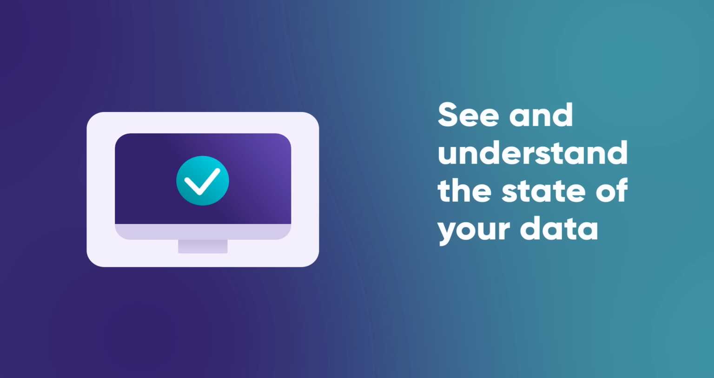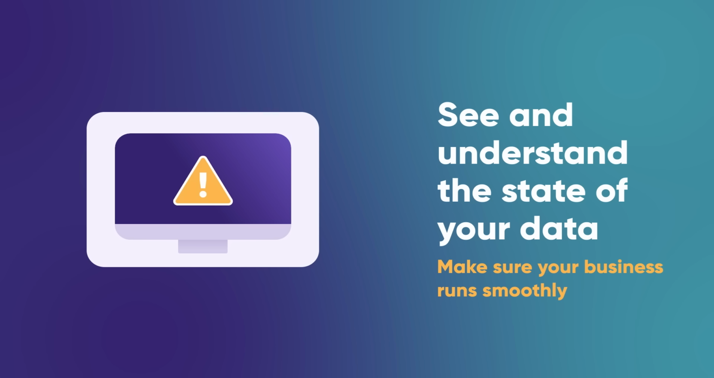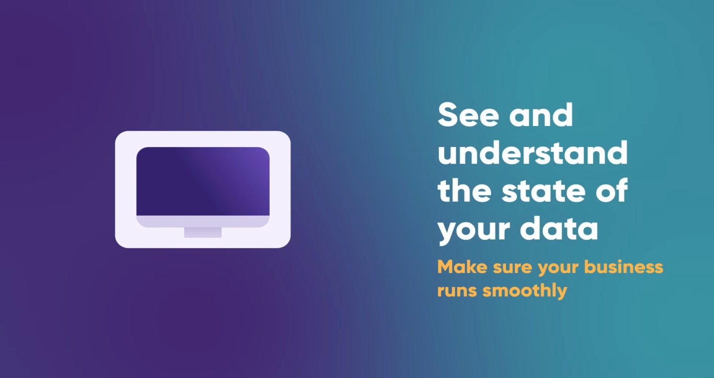Data observability is essentially the ability to see and understand the state of the data in your systems and being able to see immediately when something is off. That way, you can take action on it and make sure that your business stays running smoothly.